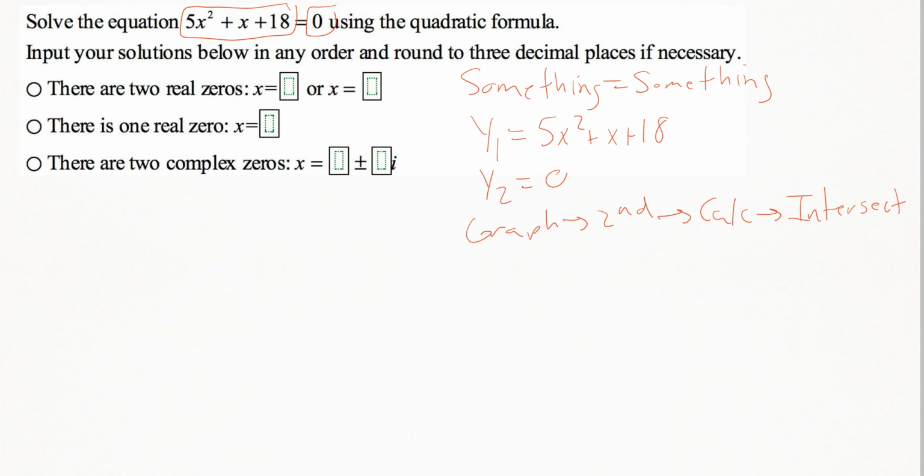However, if you stick this equation into y1 and this 0 into y2 and graph it, you're going to see that you don't end up with any intersects going on. So what that tells you immediately is that you're really looking at this third option here, that you have two complex zeros. And really the only way to get through this problem is to go through the quadratic formula like they talk about at the beginning.